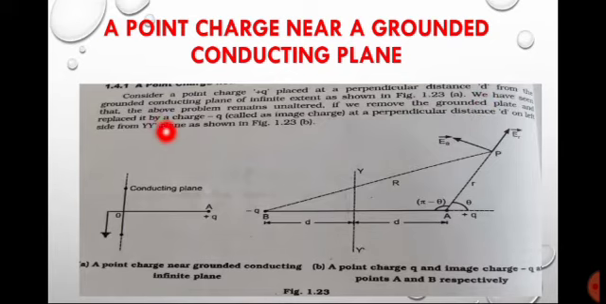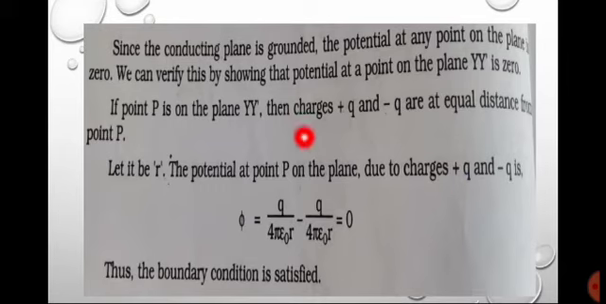We have seen that the above problem remains unaltered if we remove the grounded plate and replace it by minus q, which we already discussed, at perpendicular distance d on the left side of the y dash plane, which is shown in this figure. Since the conducting plane is grounded, the potential at a point on the plane is zero. We can verify this by showing that the potential at a point on the y plane is zero.